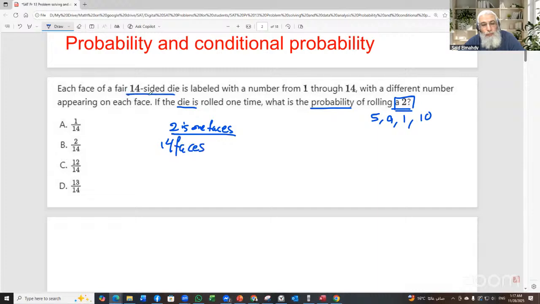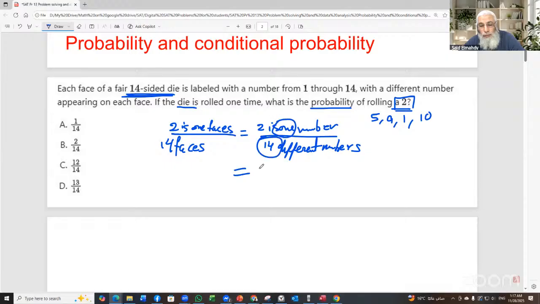The die has 14 sides. So 2 is one number out of 14 different numbers. So the probability of rolling 2 is just 1 divided by 14. And rolling 2 is the same as rolling 5, rolling 9, rolling 1, rolling any number between 1 and 14. So the answer is 1 over 14.